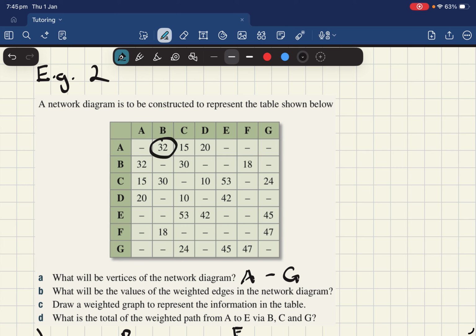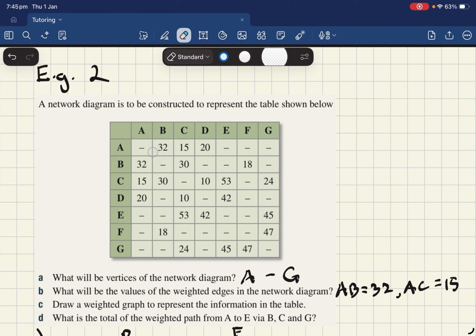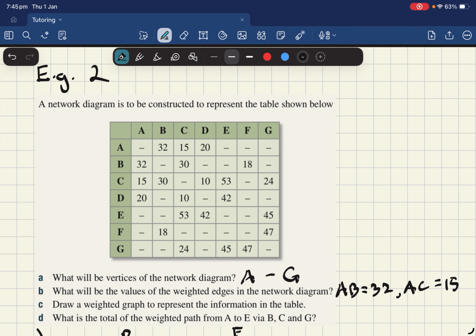So this number here, 32, means that the weighted edge AB will have a weight of 32 units. The weighted edge of, for example, AC is 15. Now, I won't do this for all of them because it'll be really time consuming. And this is basically just to give you a gist of how we can read off the weighted edges from this particular table.